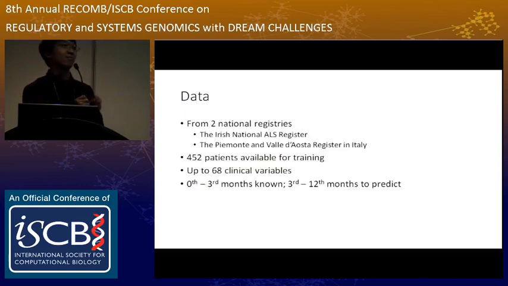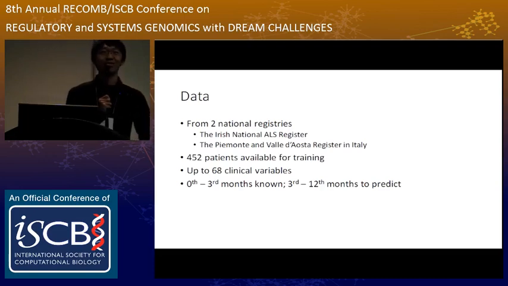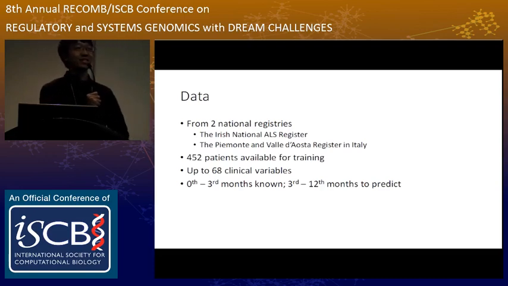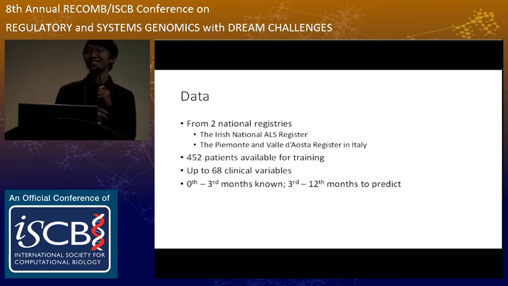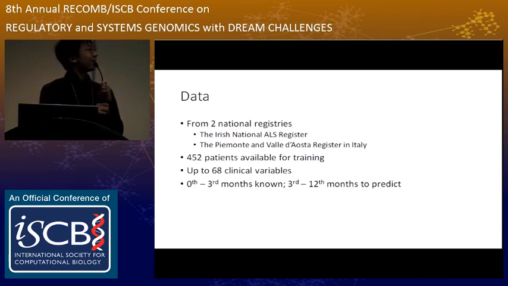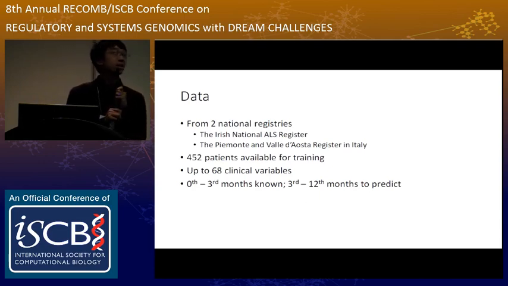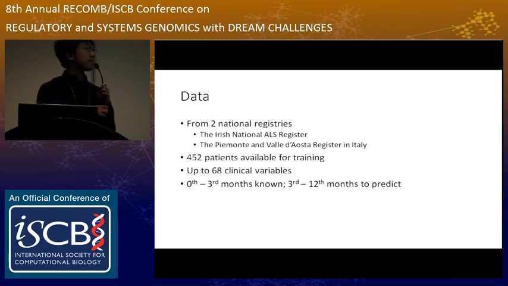Okay, here comes some special parts that haven't been mentioned before. It's sub-challenge 3. The data is not from PROACT. It's from 2 national registries. One is the Irish National ALS Register, and the other is from Italy. So the number of patients is much smaller than in sub-challenge 1. There are only 450 patients available for training. I don't know how many you use for testing. And there are up to 68 clinical variables available in this data set.